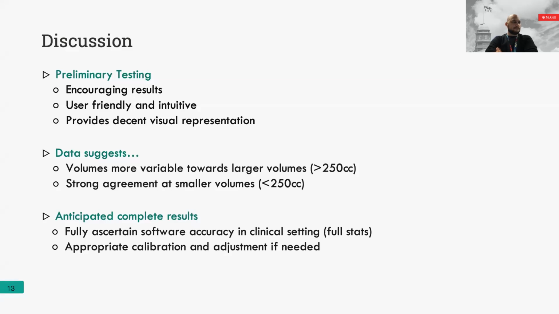From there, we can take all the measurements and patient details, compare them against the true volume of lipoaspirate extracted during liposuction, and subsequently allow for appropriate calibration and adjustment of the software.